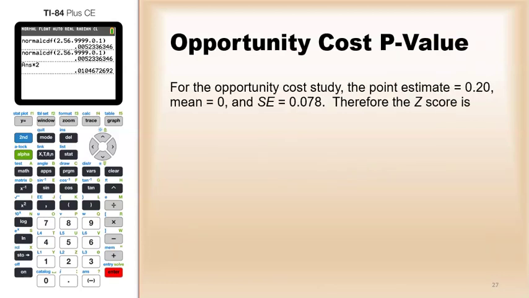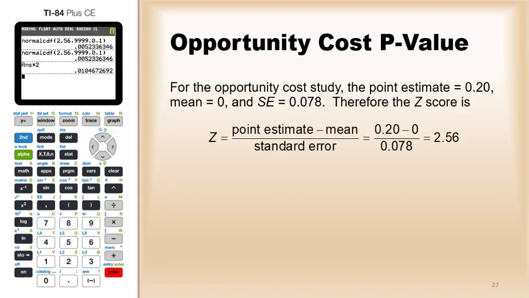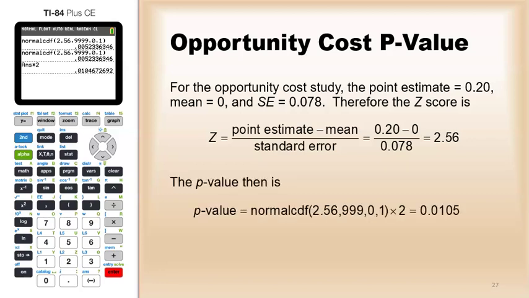Again, just to summarize, for the opportunity cost study, the point estimate was 0.2, the null value 0, and the standard error 0.078. The z-score, the test statistic, is the point estimate minus the null value over the standard error, which is 0.2 minus 0, divided by 0.078, about 2.56. And then the p-value is found by doing the normal CDF from that test statistic 2.56 to 999, with mean 0 and standard deviation 1, times 2. So 0.0105.